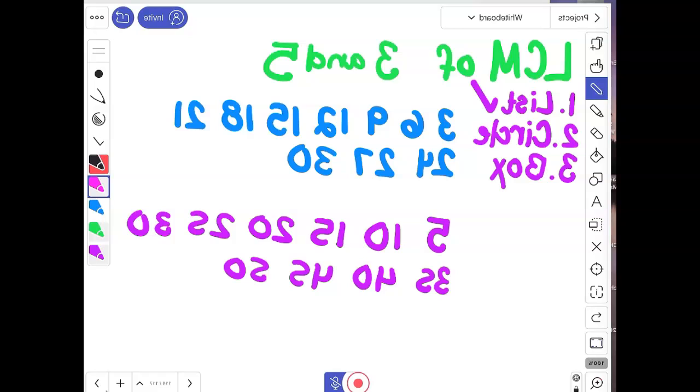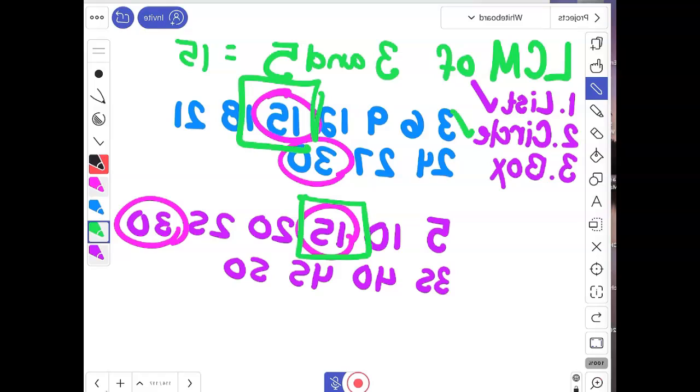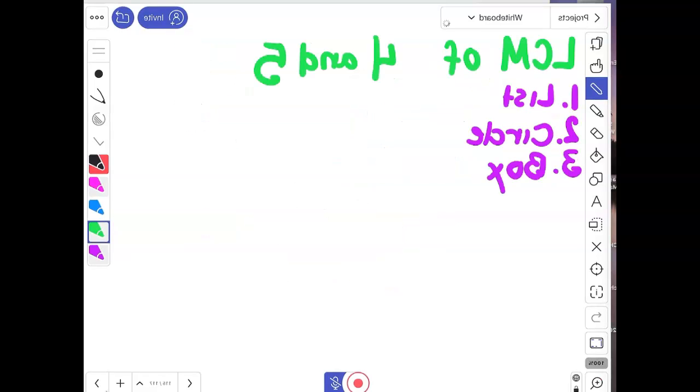I have to circle the common ones. Okay, 15 is in both. 30 is in both. That's it for now. What's less, 15 or 30? 15 is less. So the LCM is 15. I listed, I circled, I boxed. One more, and then you're going to do one by yourself.